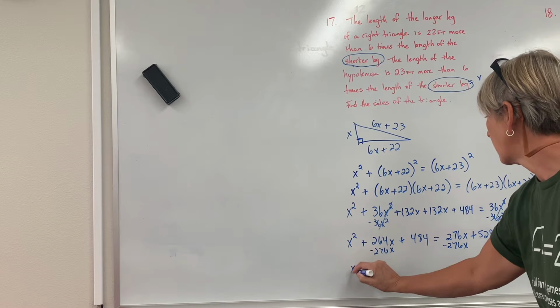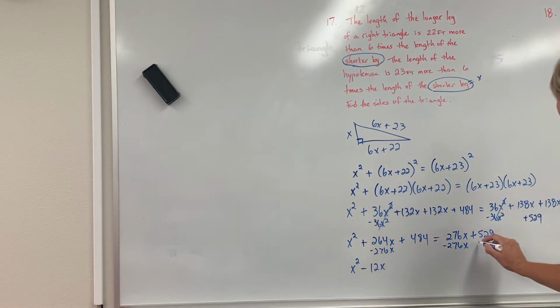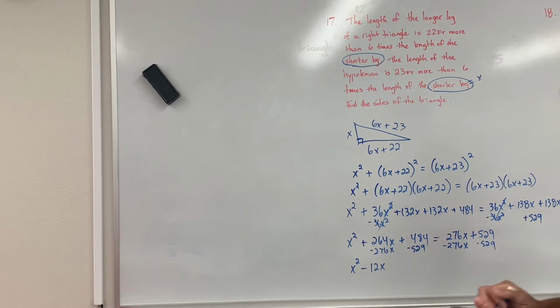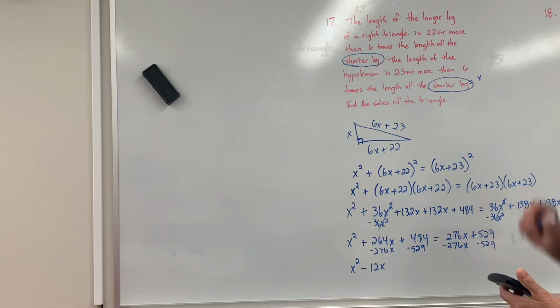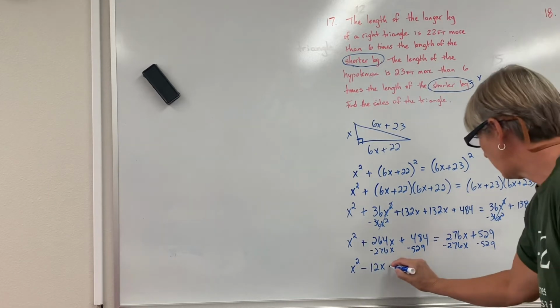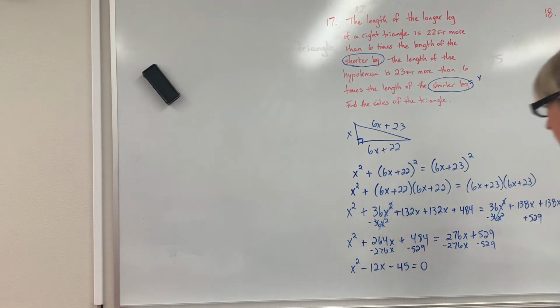So this would be x squared minus 12x. And then let me subtract 529. So 529 minus 484 would be minus 45. Okay, and now it's at a point where I can factor it.